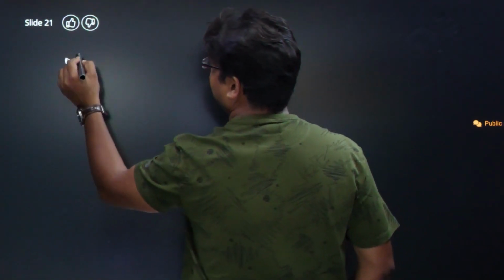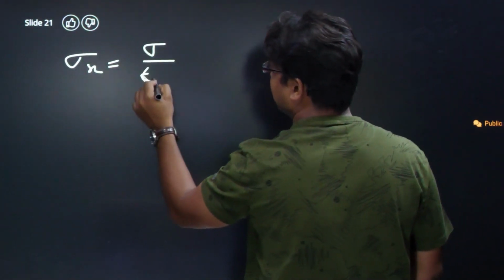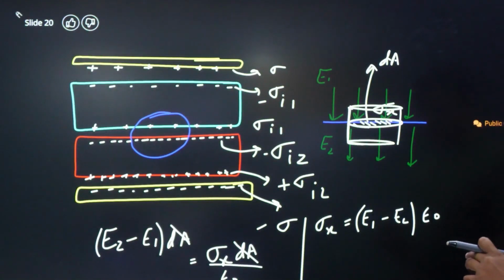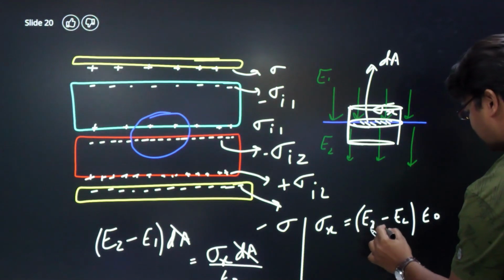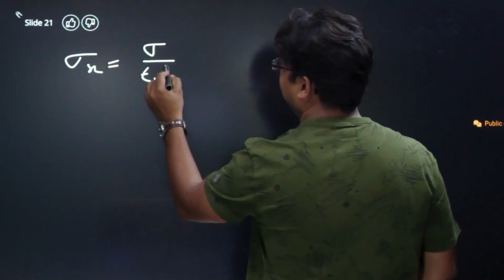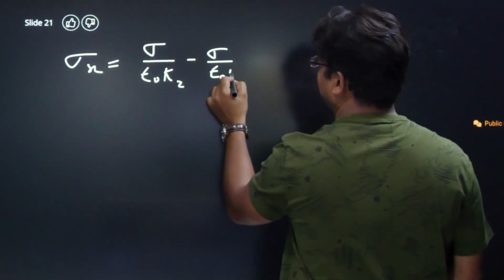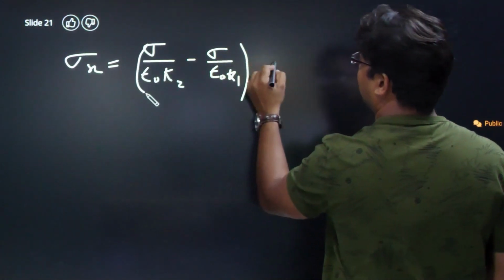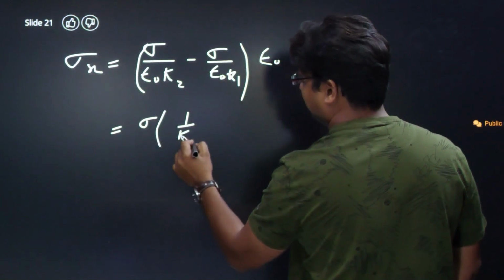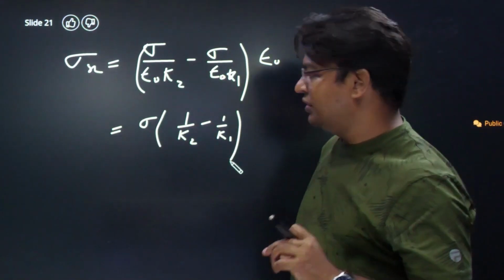The answer that we are looking for is E2 minus E1. Let me check what I wrote. I wrote it incorrectly earlier, it's E2 minus E1. So sigma by epsilon naught K2 minus sigma by epsilon naught K1, multiplied by epsilon naught. So we get sigma times 1 upon K2 minus 1 upon K1. This is the sigma we get.